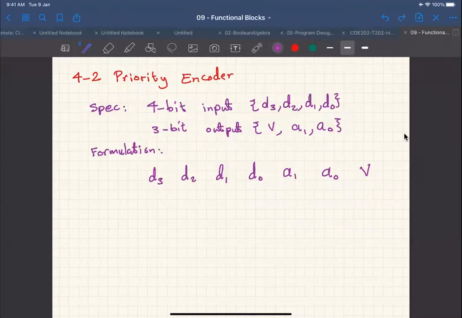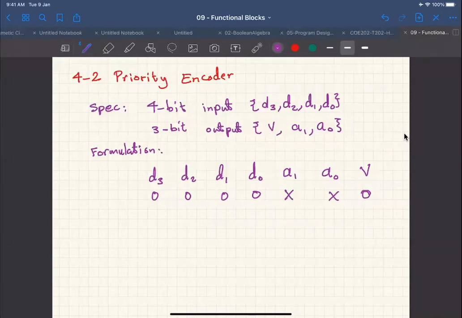The first one is going to be all zeros, right? In this case, this is my invalid input. So for this invalid input, my V is going to be 0, and this is the only case in which V is 0. Do I care about A1 and A0 in this case? Because we have an invalid input, we don't care. Excellent, it's a don't care.